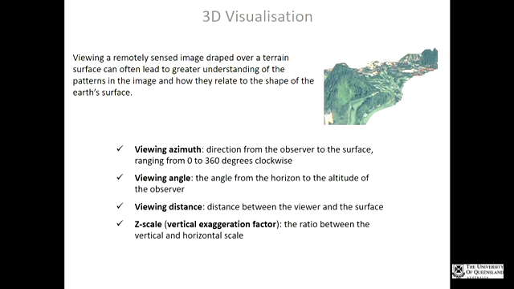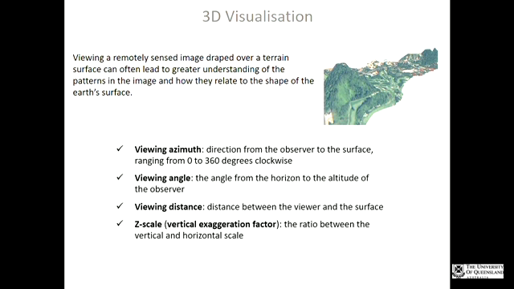You can have a play around with this, but there are a few parameters to set. One is called the viewing azimuth. This is the direction of the observer to the surface, so this is just the direction you're pointing. You can change the viewing angle, which is how high you are. Are you looking down on the Earth's surface, or are you at a very shallow angle?